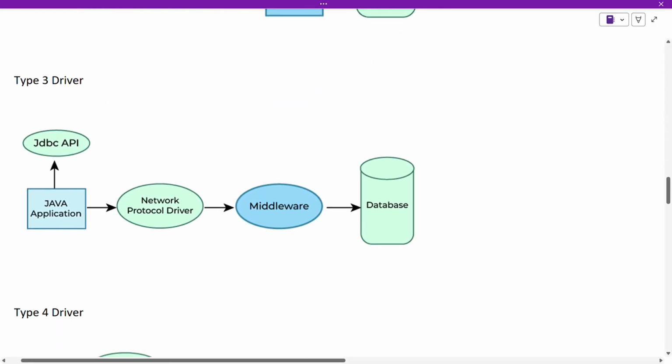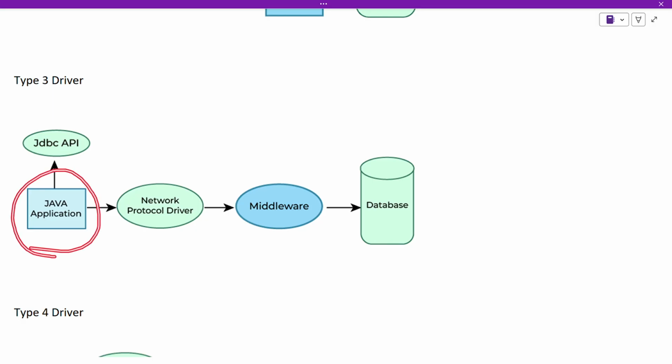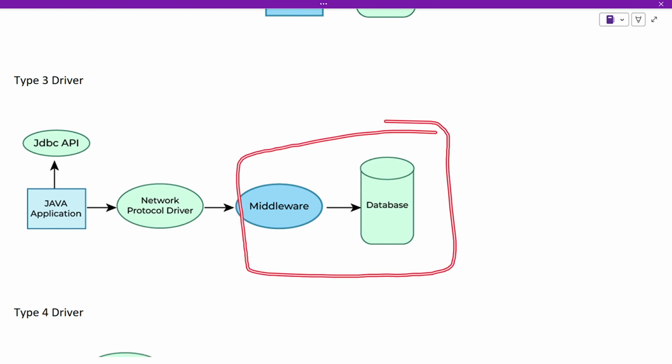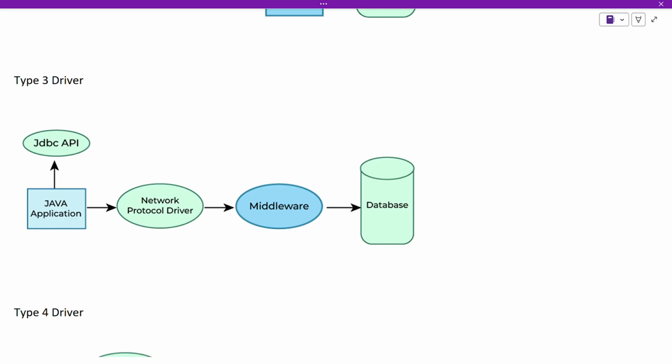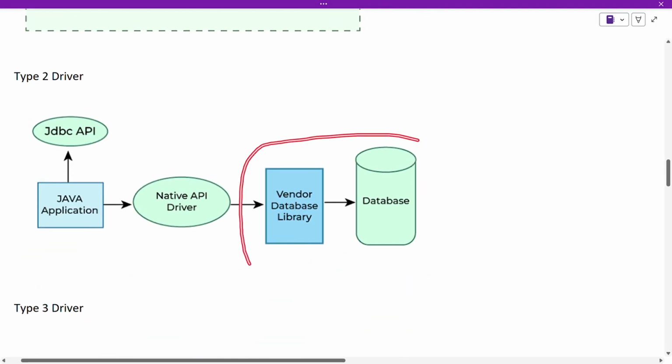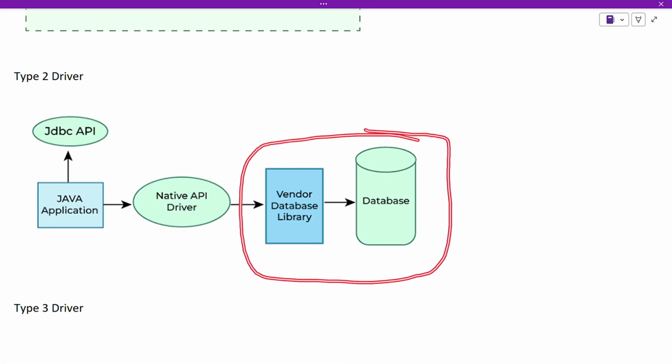This is the network protocol driver. This is a bit different. It is used in the networking area. Usually, as we have discussed, the application resides in one server, and the database resides in another server, and there is another server called a middleware server. A middleware server is going to work closely with the database. Now we are only concerned about invoking the middleware, not the actual database.